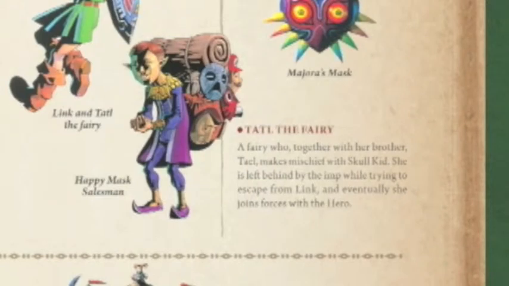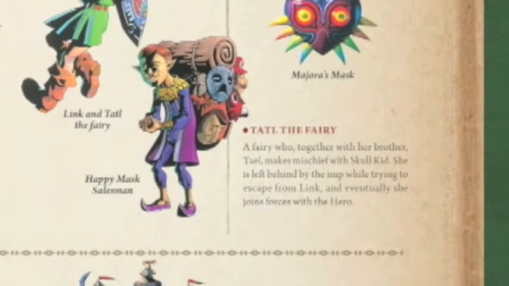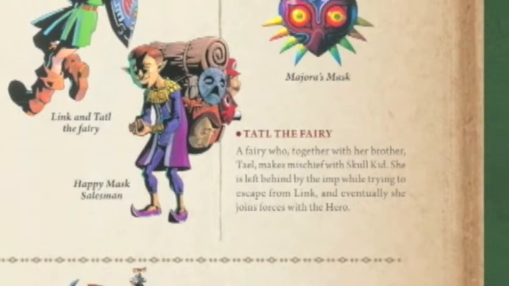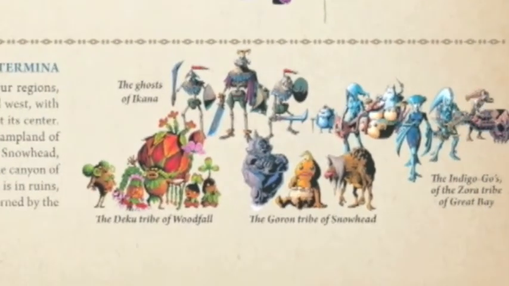Tatl the Fairy. A fairy who together with her brother, Tael, I get it, Tattletale, ha, makes mischief with Skull Kid. Let me reread it. A fairy who together with her brother Tael, Tattletale, makes mischief with the Skull Kid, she is left behind by the imp while trying to escape with Link, and eventually she joins forces with the hero.